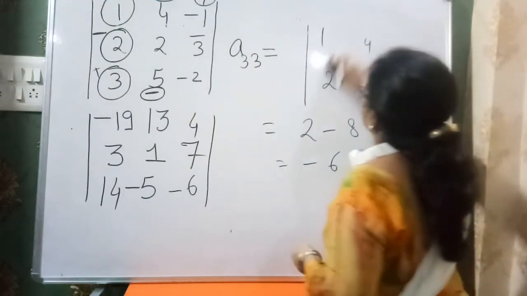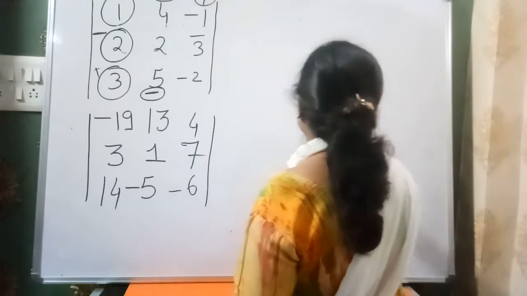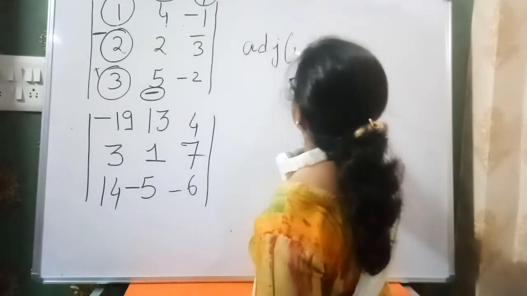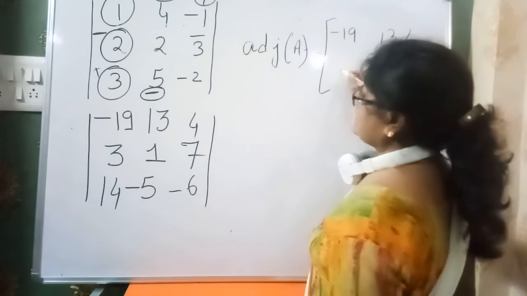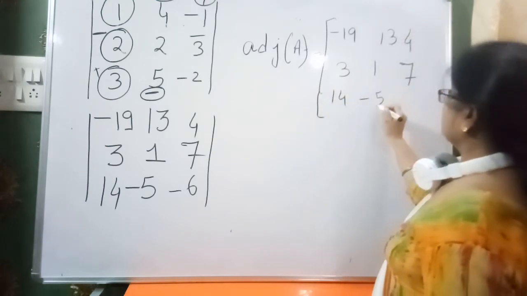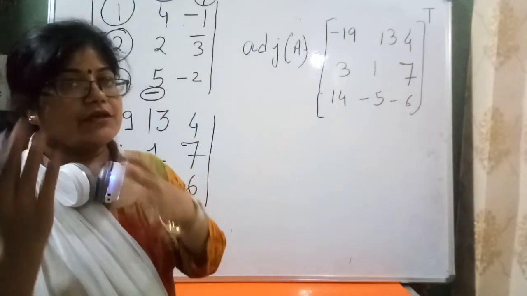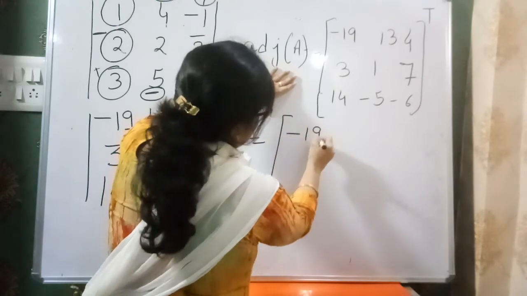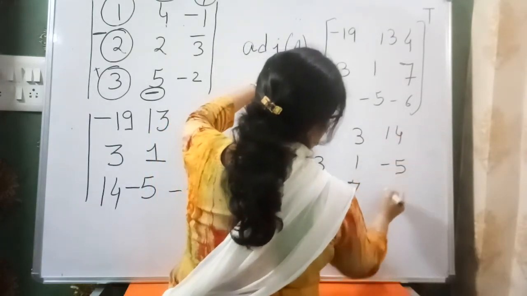Now do the second step. Whenever we find the adjoint of the matrix, for 2 cross 2 it's so easy, but 3 cross 3 is a lengthy and a little bit long process. Now in order to find the adjoint matrix, we have to make the transpose of the matrix which we calculated earlier. Now what we do in transpose, we change the rows with columns and columns with rows. That means our answer is minus 19, 13, 4, 3, 1, 7, 14, minus 5, minus 6.